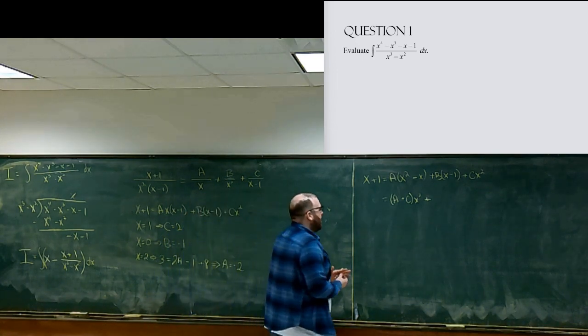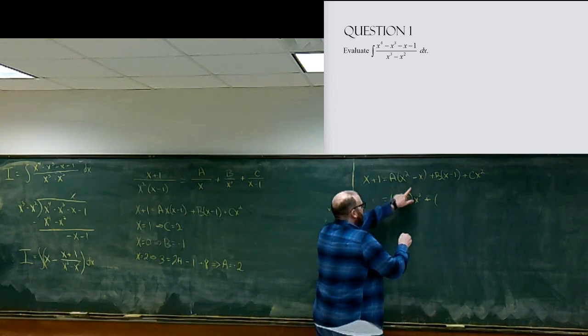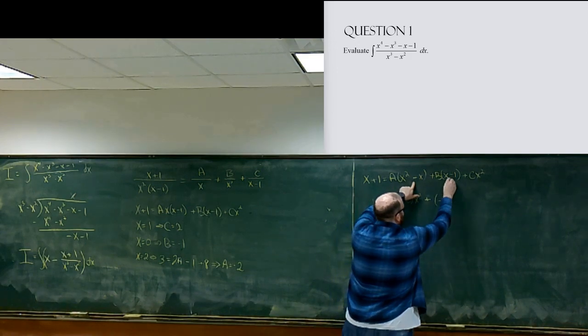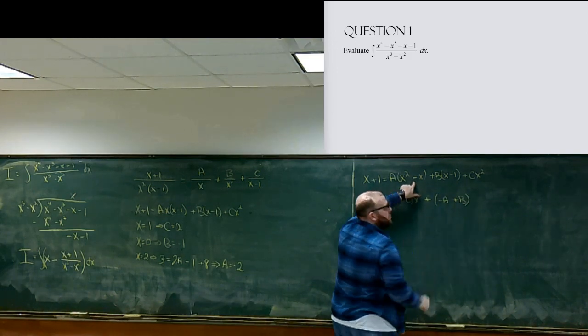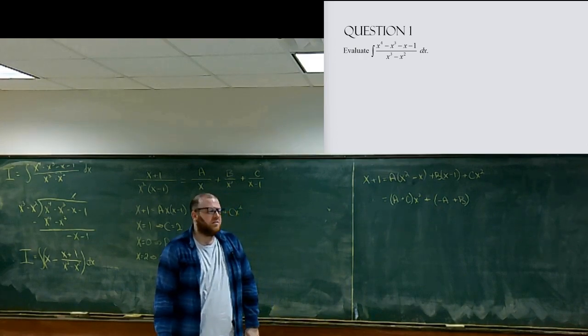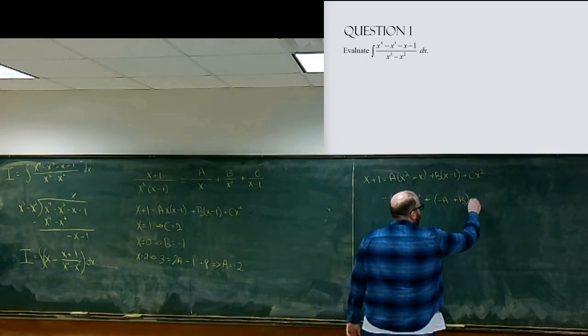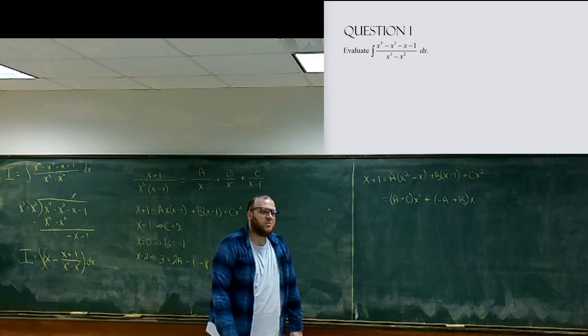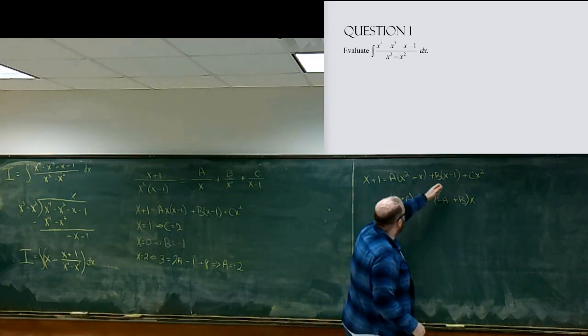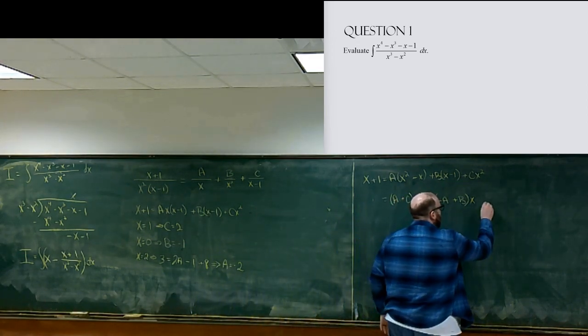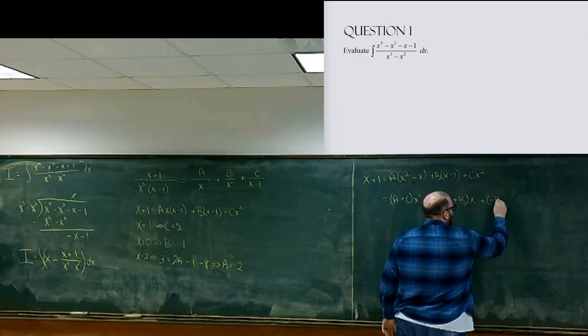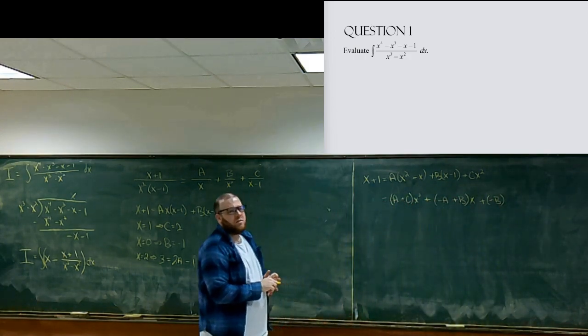Okay. So now we look at the coefficient for x. Negative a plus b, right? And then look at the constant term. Just negative b. Okay, that way.